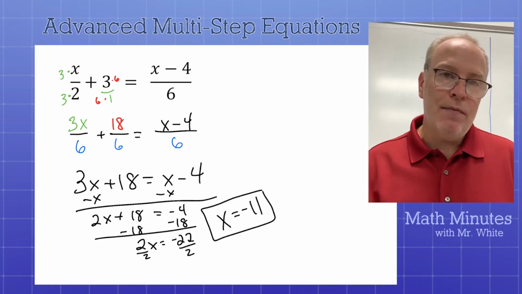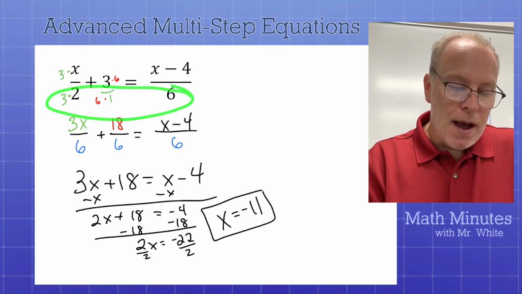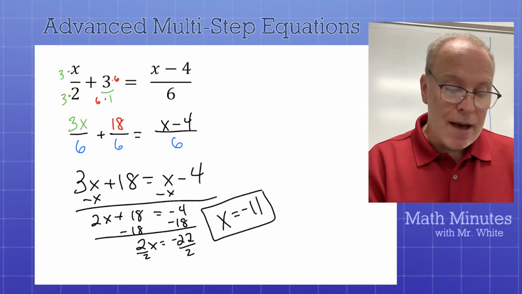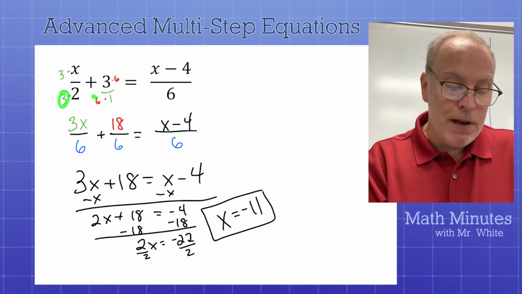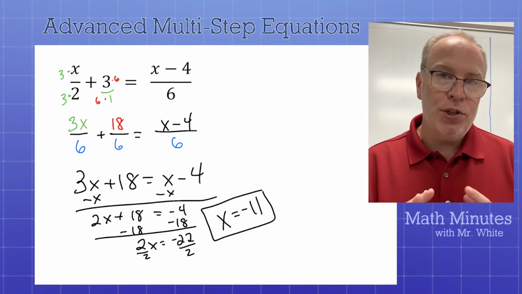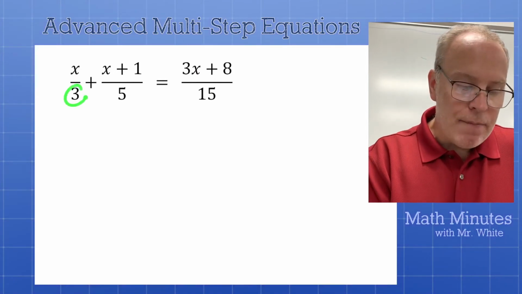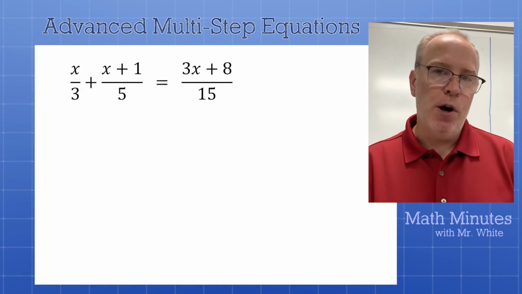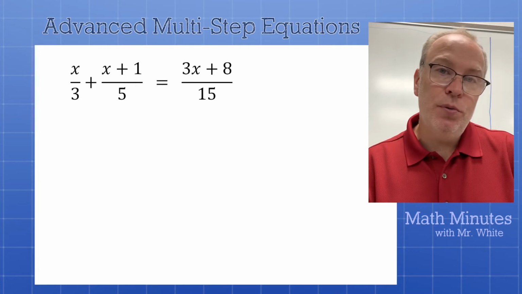X equals negative 11. So let me just rehash what I did up top. I decided to make all the denominators the same by upgrading them all to have a 6. So that was my goal. And then I made it happen by figuring out what it took to get there. So that's one technique for clearing fractions. I'm going to show you another technique on this next problem. So here we have 3, 5, and 15. What's the first multiple that they all have in common? 15.